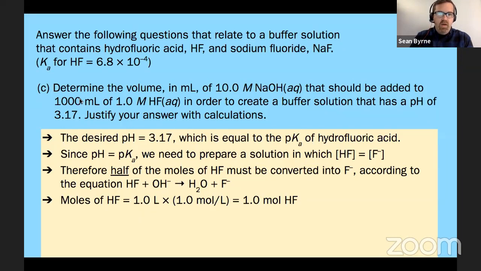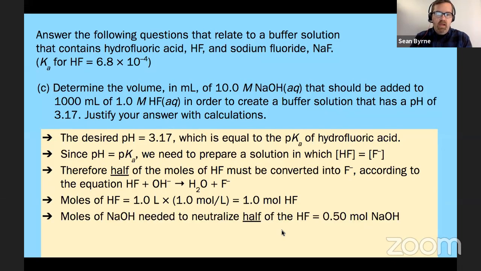We have 1 liter, 1,000 milliliters is 1 liter, of 1 molar HF. So we have 1 mole of HF. So the moles of NaOH that are needed would be half of that, right? So we want half of them to be used up. So HF is equal to 0.5 moles of NaOH.